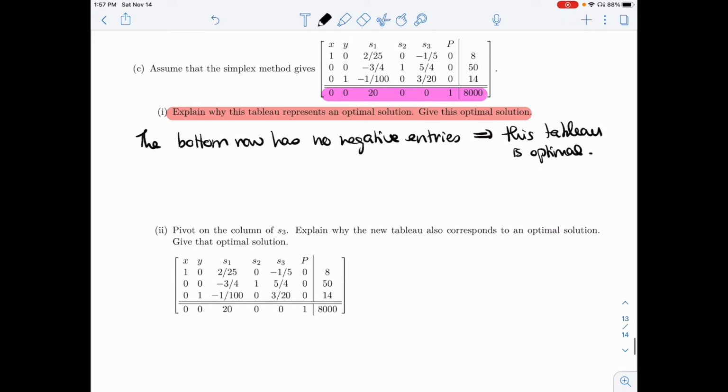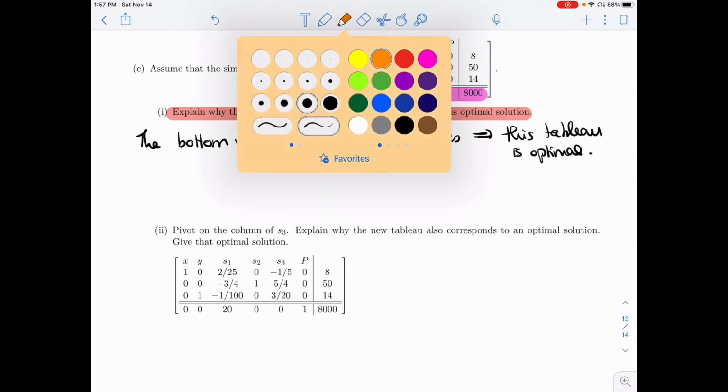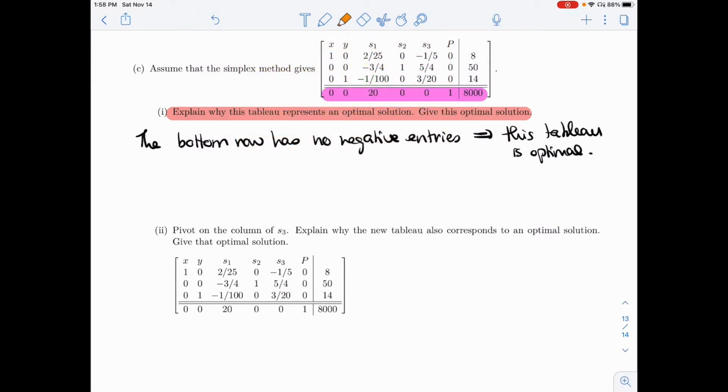And then we have to figure out what that optimal solution is. We divide the variables into two types. The columns which only contain the one, those are basic variables, and we read their values right here. So we get that x is 8 from the first row. From the third row, we get that y is 14. From the bottom row, we get that the profit is $8,000.